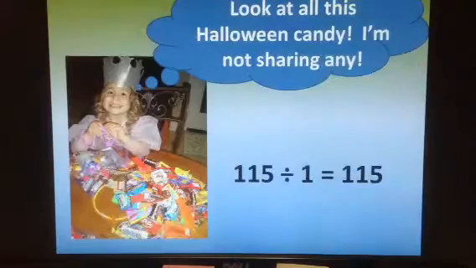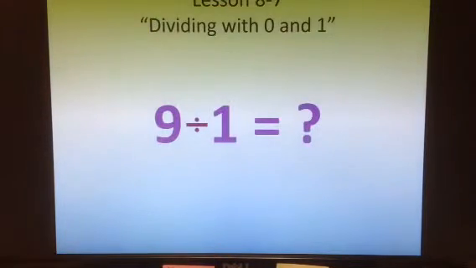Oh my goodness. This girl is a happy kid. She says, I have all this Halloween candy. I'm not sharing any. Let's say she has 115 pieces of candy. Divided by 1 is 115. She's keeping it all to herself. She gets all of it.